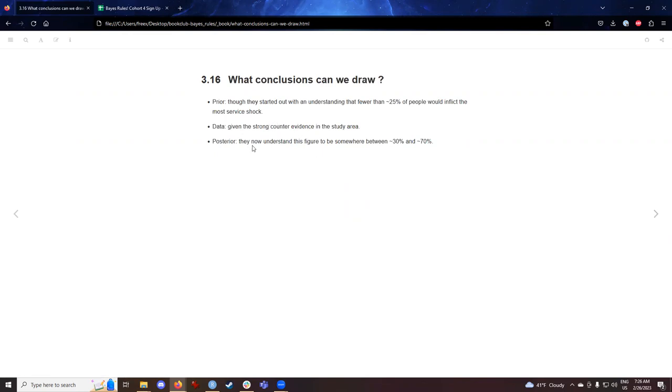So let's bring this back to our Bayesian thoughts. In the prior, though they started out with an understanding that fewer than 25% of people would inflict the most severe shock, the data gave a strong counter that it was much more than 25%. So now with this posterior, maybe we should move this proportion to be between 30 and 70%.